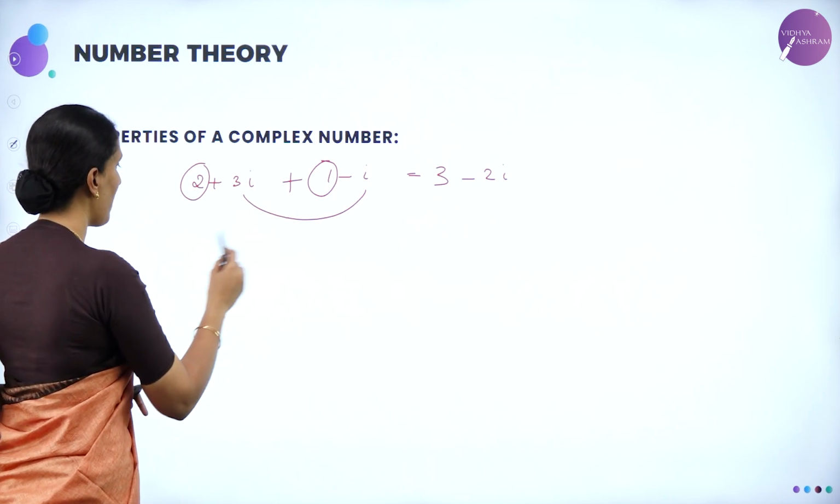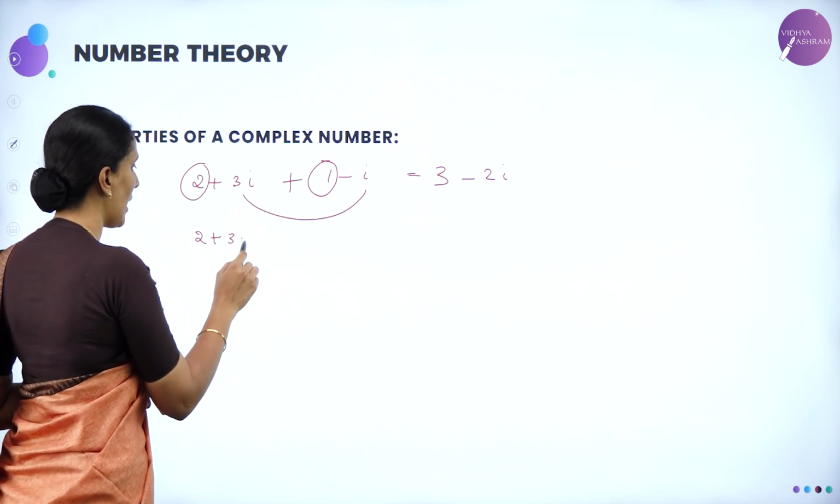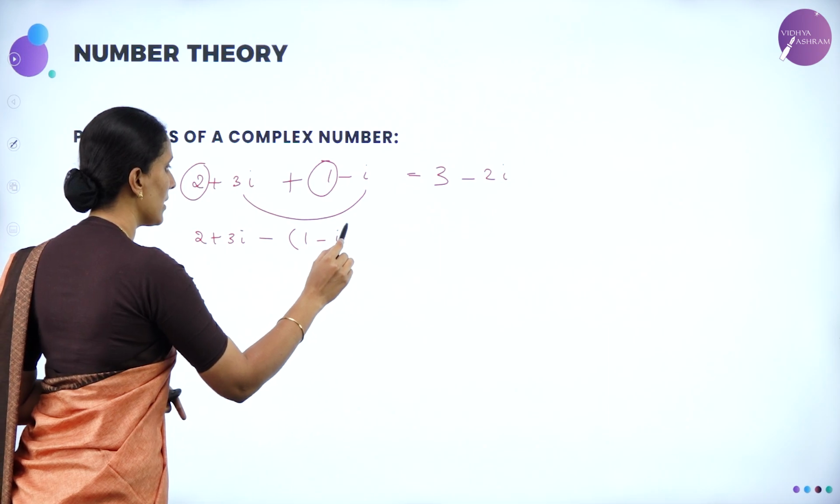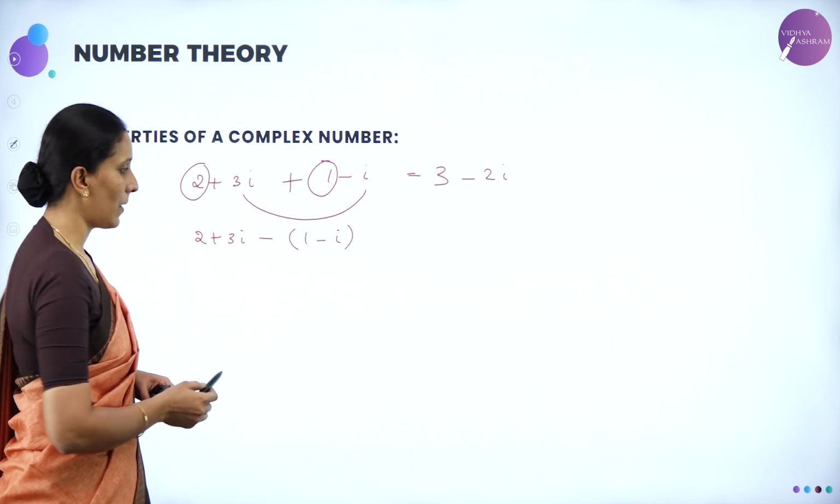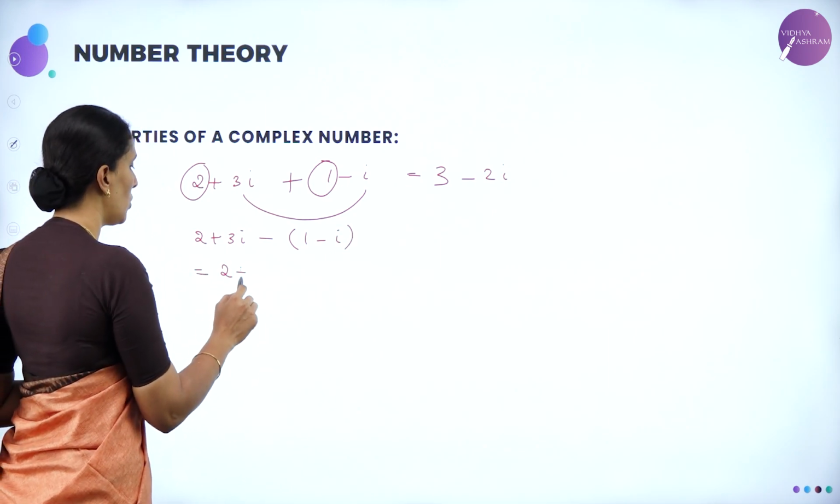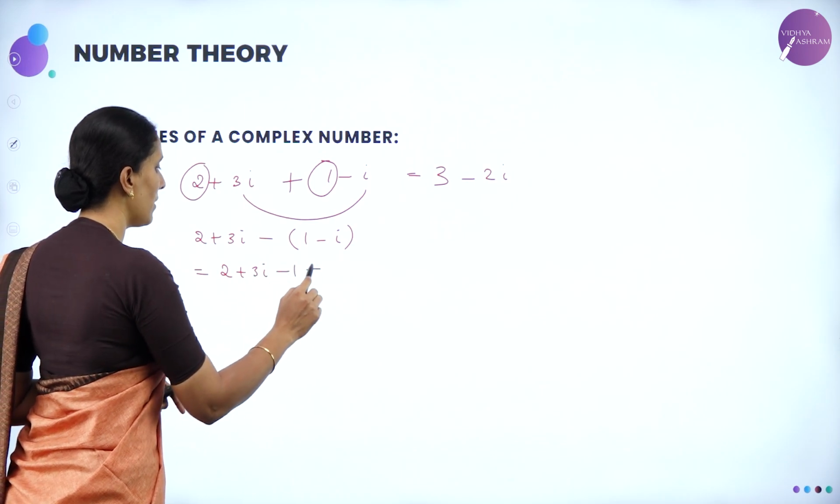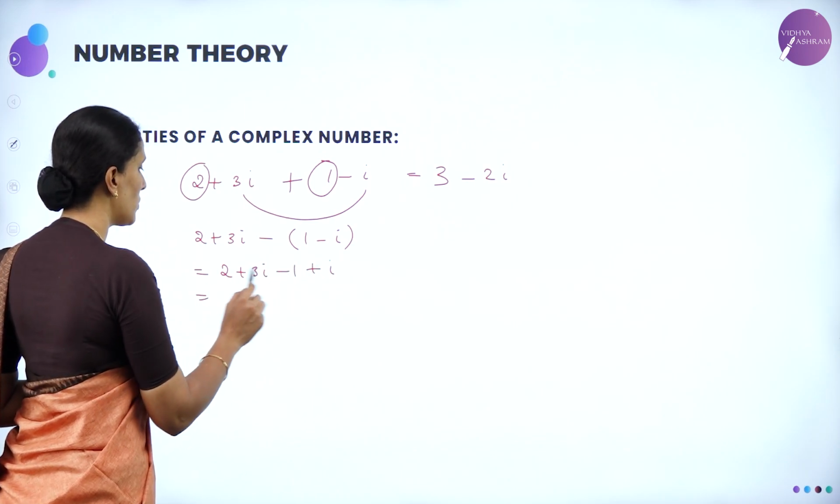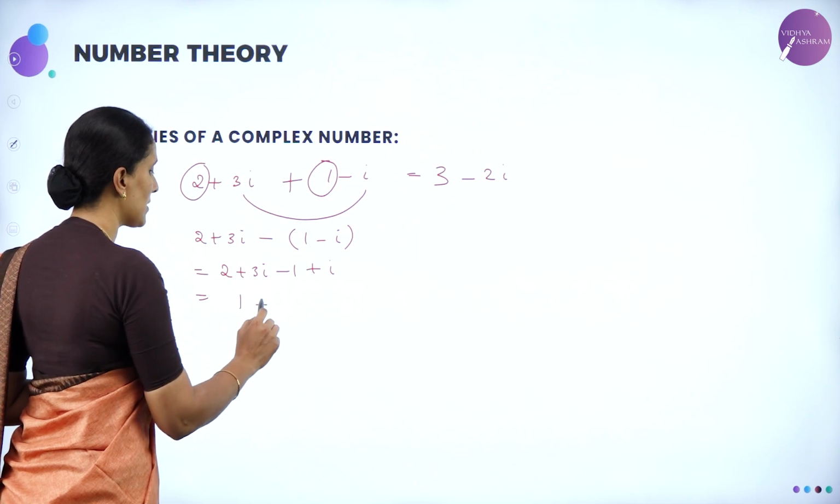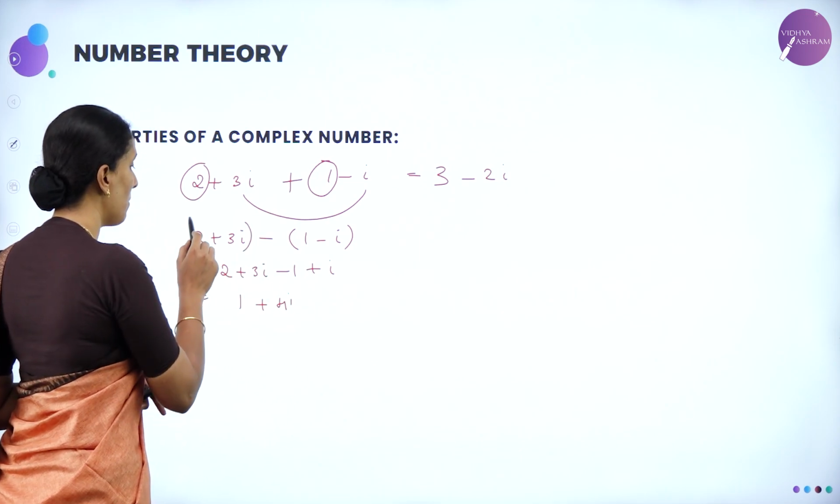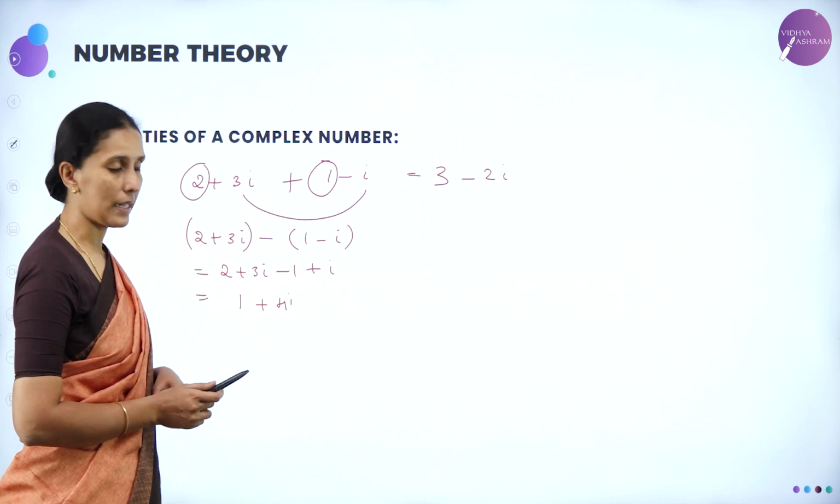If I take the same example, 2 plus 3i minus (1 minus i), I'm subtracting two complex numbers here. So this is 2 plus 3i minus 1 plus i, which is 2 minus 1, that is 1, and 3i plus i is 4i. So here I'm subtracting two complex numbers.